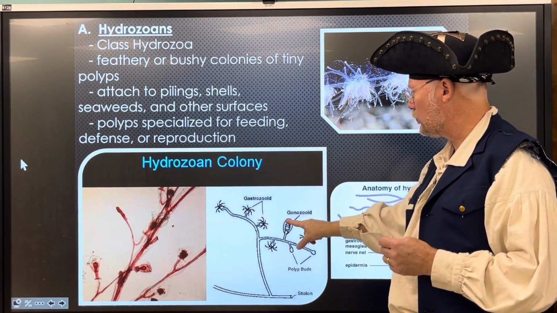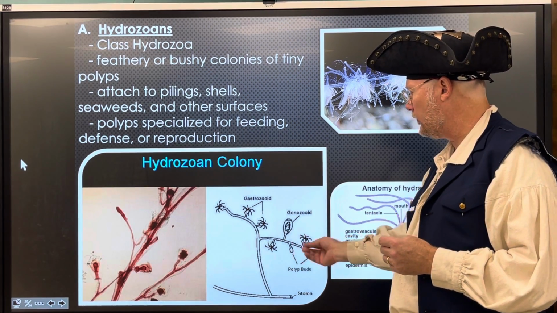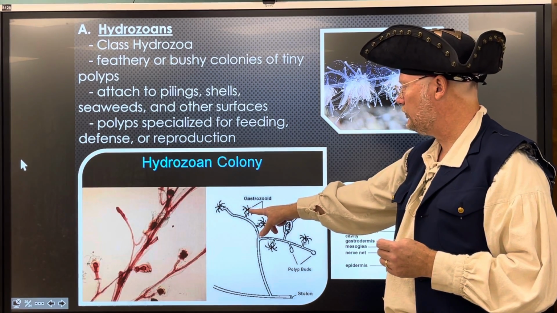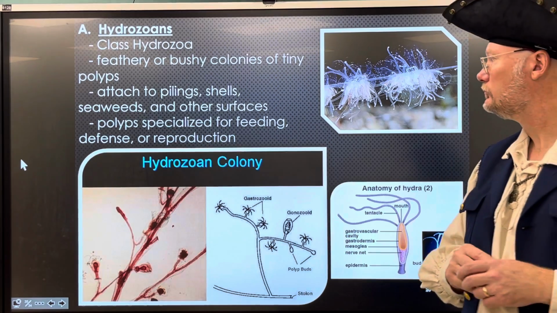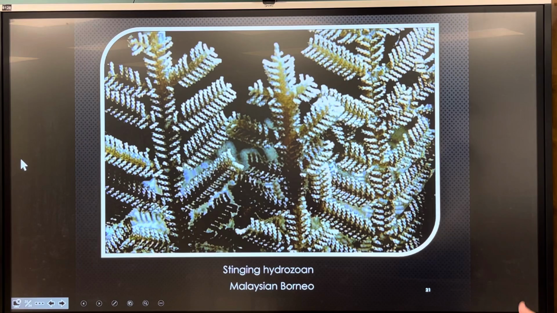So here's one for reproducing. Here's some buds coming up. These will come off and form new ones. These are the ones for feeding, or defense. So here's a stinging hydrozoan in Borneo, in Malaysia.